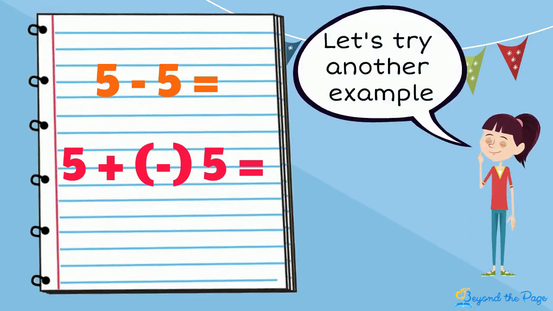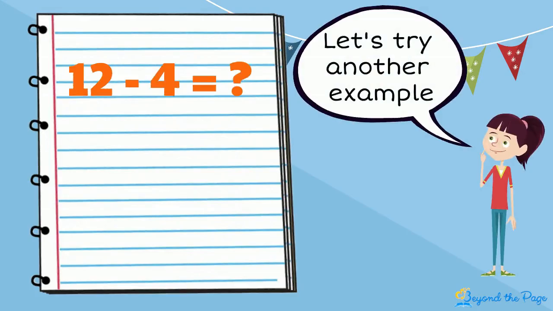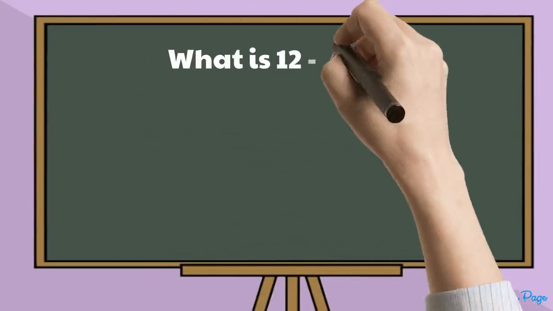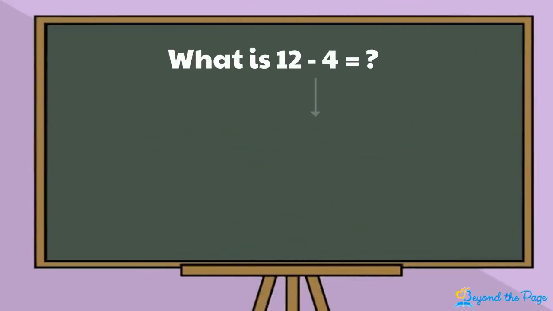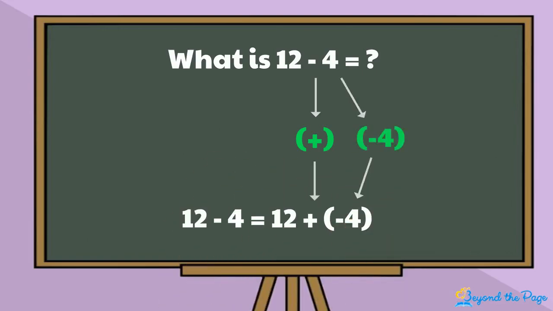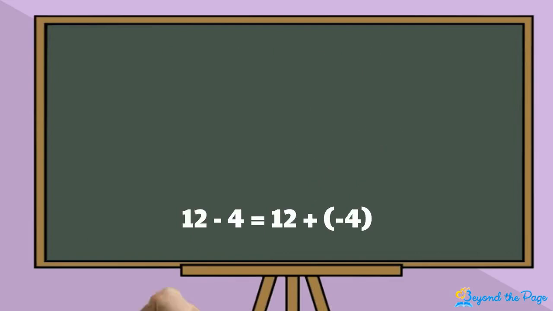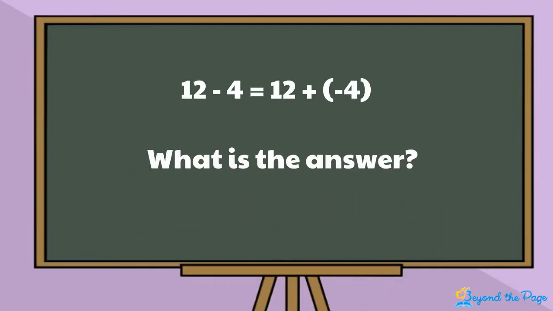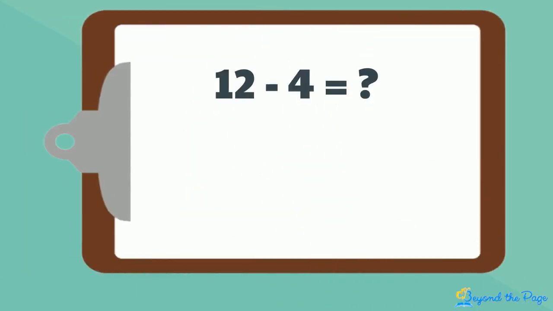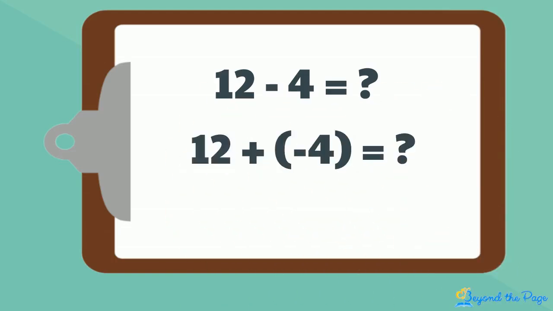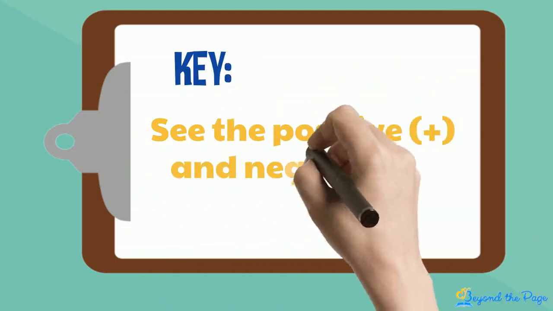Let's look at another example that doesn't use exact additive inverses. What is 12 minus 4? The image shows that 12 minus 4 equals 12 plus negative 4. But you need to know how to actually find the answer when you change a subtraction problem into an add the opposite problem. The key is to see the positive and negative signs as directions.